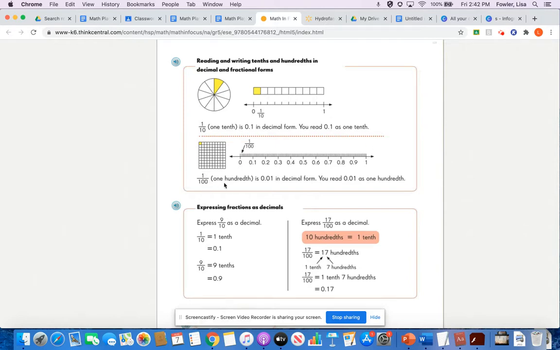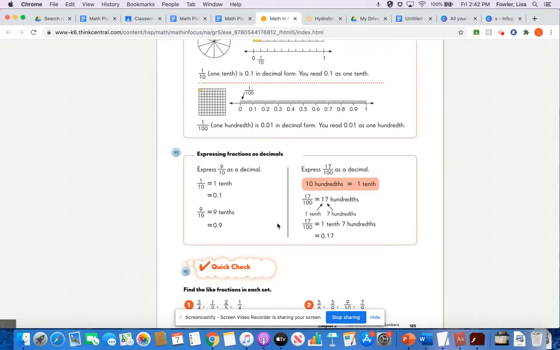1/100th is 0.01 in decimal form. So it looks like this. It's a fraction of 1/100th, or it's written as a decimal like this. This is what it would look like in blocks. So you read 0.01 as 1/100th.